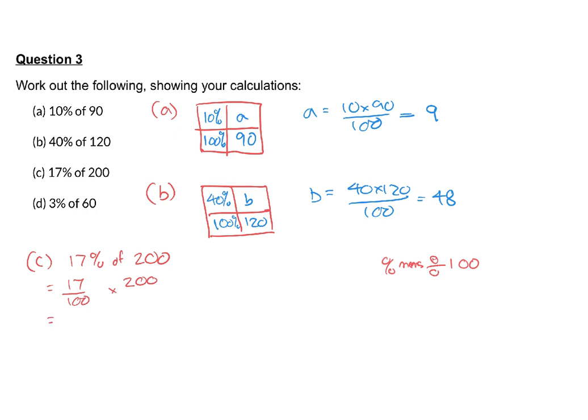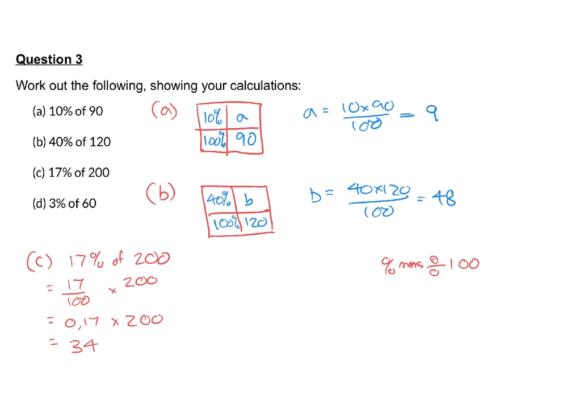17 divided by 100 is 0.17. Multiply by my 200. What do I get? I get an answer of 34. 34 is 17% of 200. Now the calculation, if you compare it to the calculation for the proportionality grid, is exactly the same calculation. You're multiplying 2 numbers and dividing by the other one. But we've just done it in a slightly different way. You're welcome to use either method in the exam.